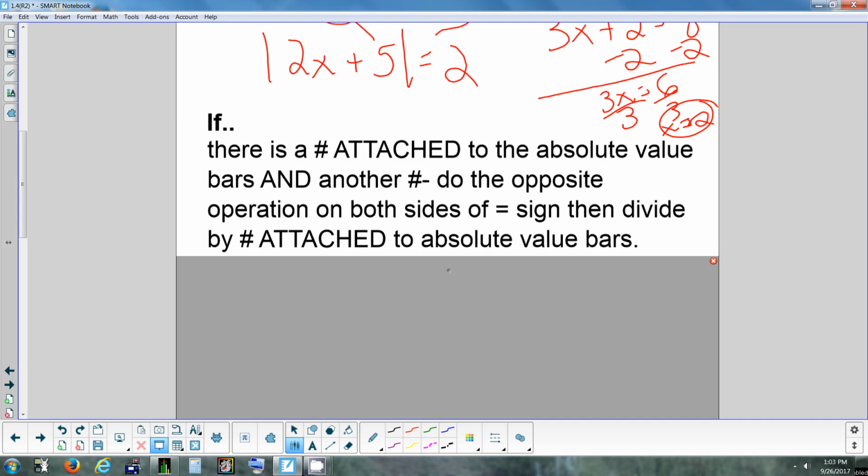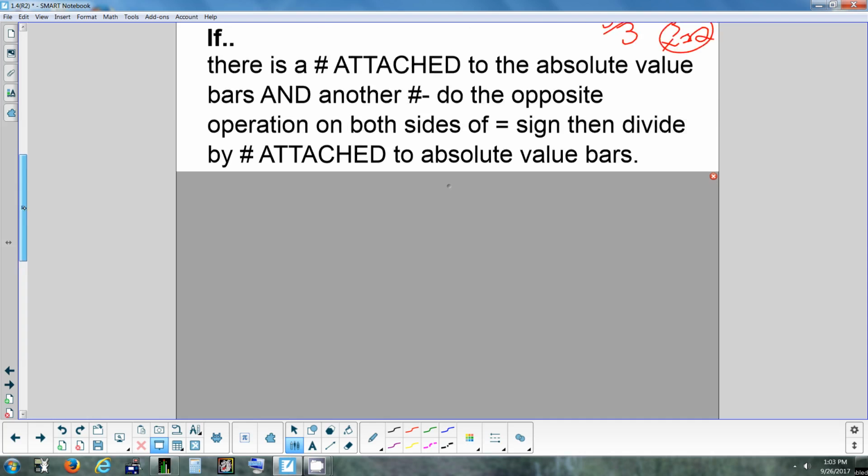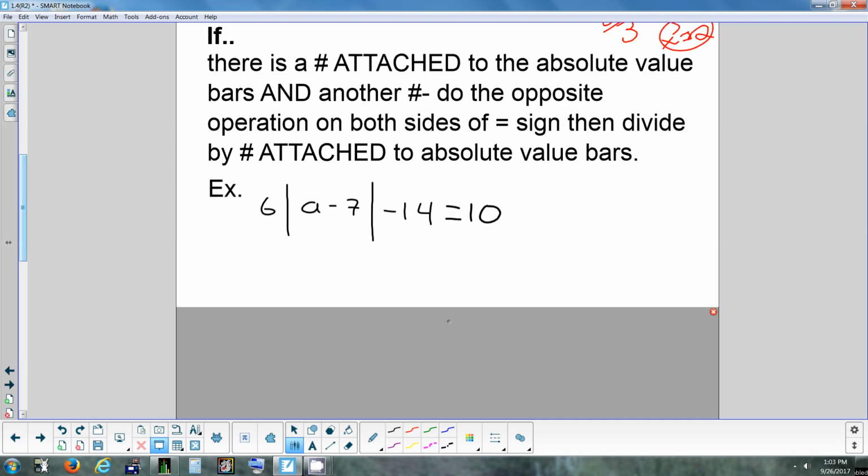These are the two ways it will happen. One way will be there's a number attached, divide. The other way it could be you might do a little bit more than that. You might have to add or subtract on both sides and then divide. So you might get either or situation. All right. It might make a little more sense, guys, when we show you an actual example.